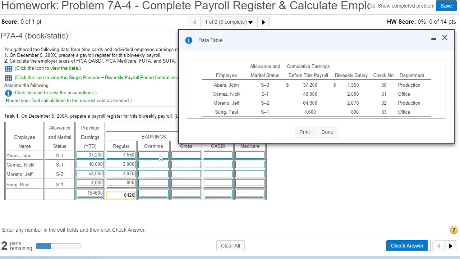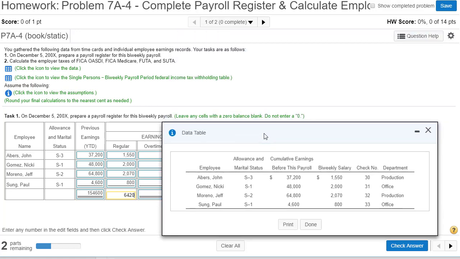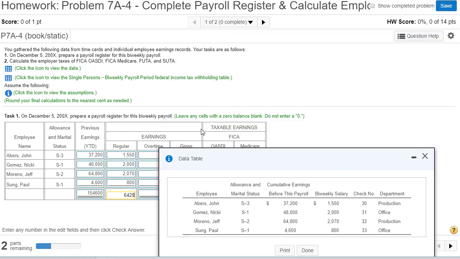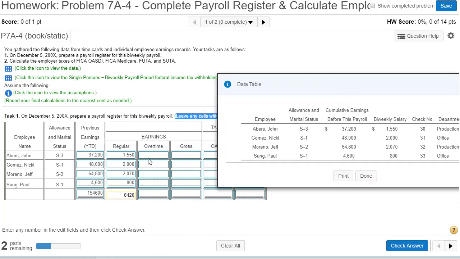Now remember, the instructor tip reminds you, do not enter a zero in the overtime. It even tells you here, leave any cells with a zero balance blank. Do not enter a zero. The gross, of course, is just regular plus overtime of zero. So we're just going to copy over their regular earnings as their gross. Because they're salaried, they do not get overtime pay.